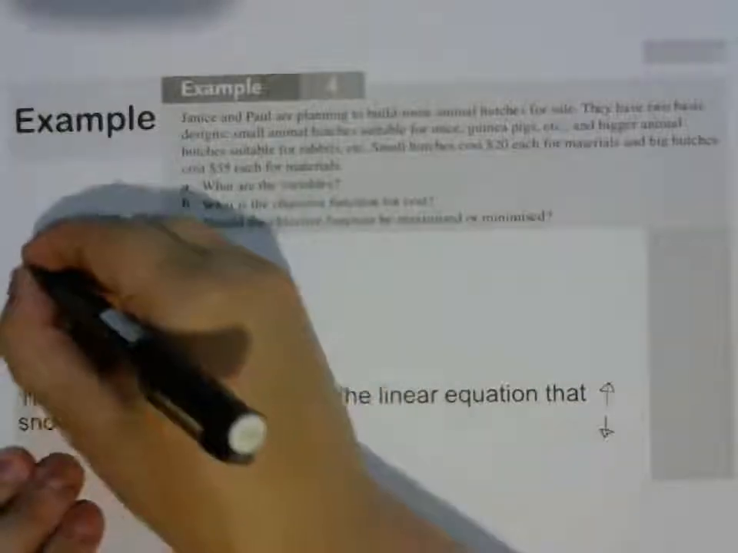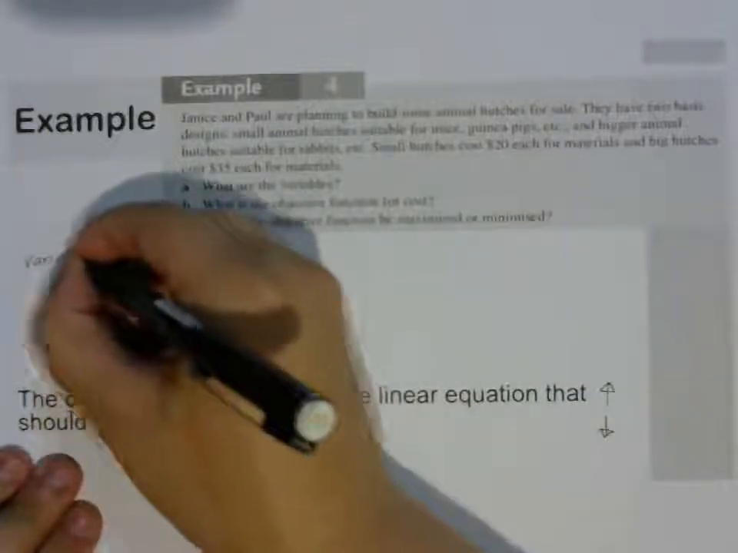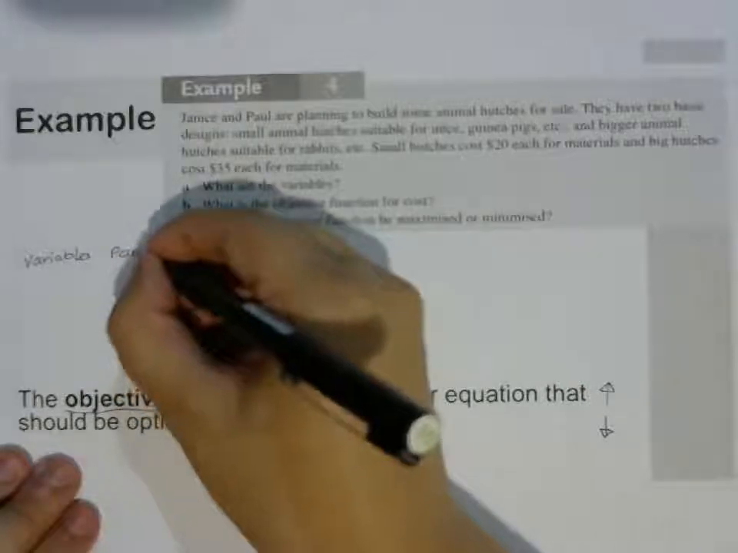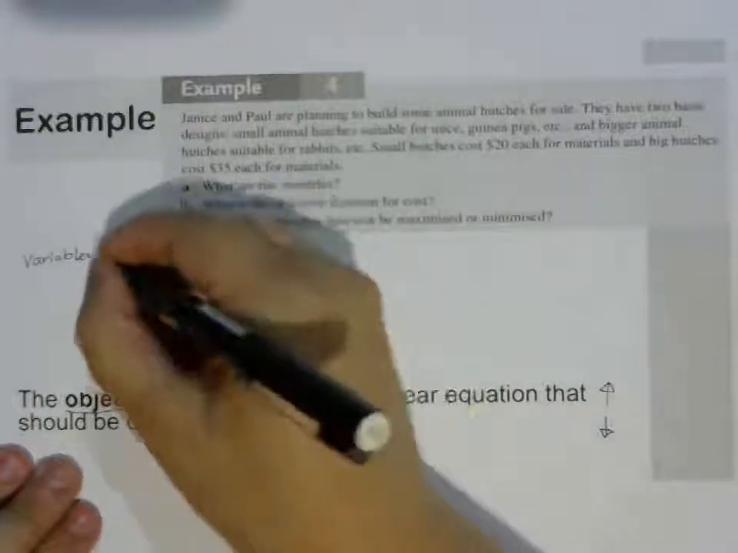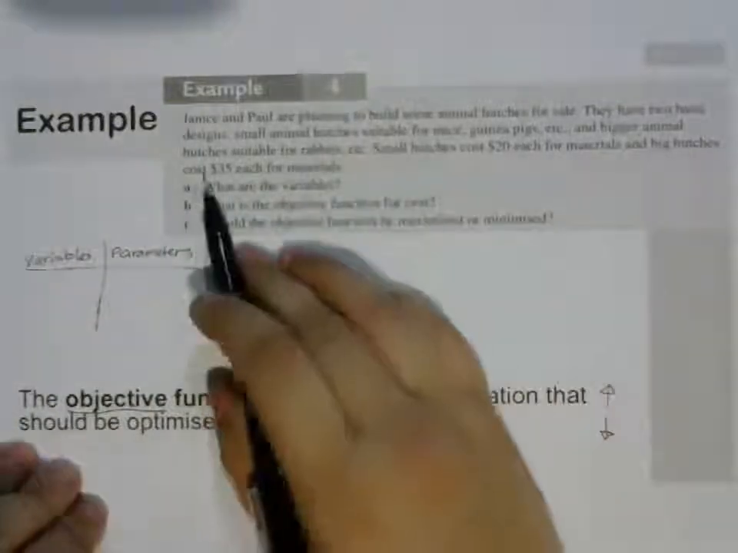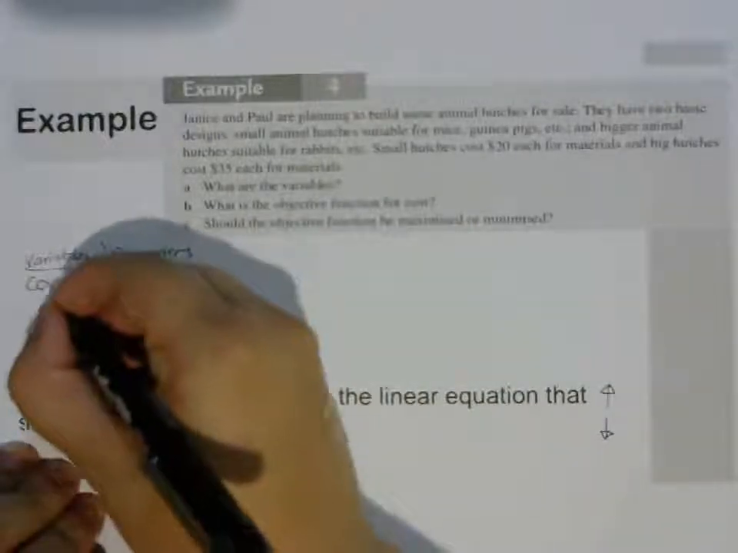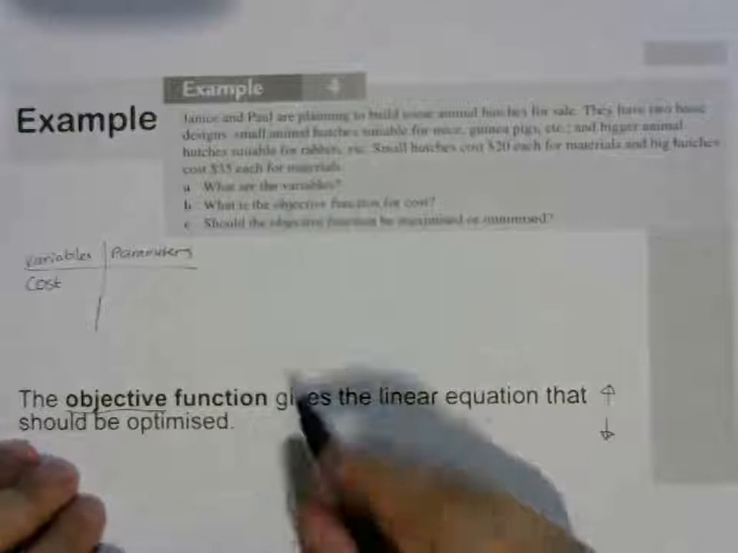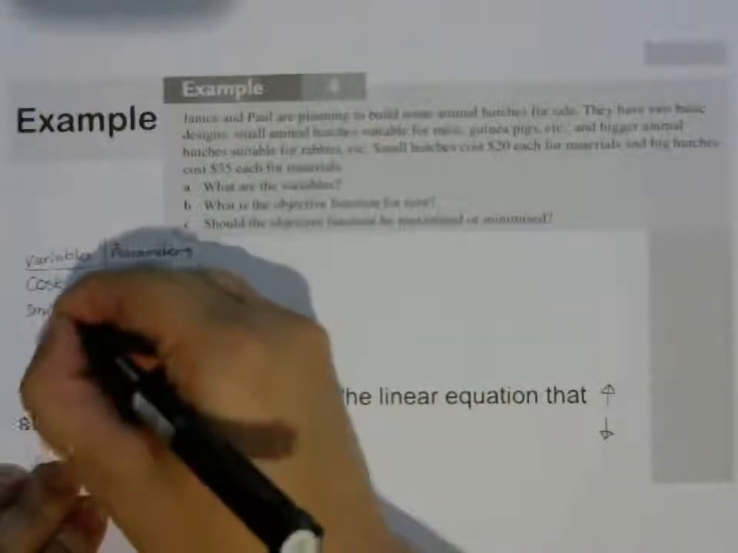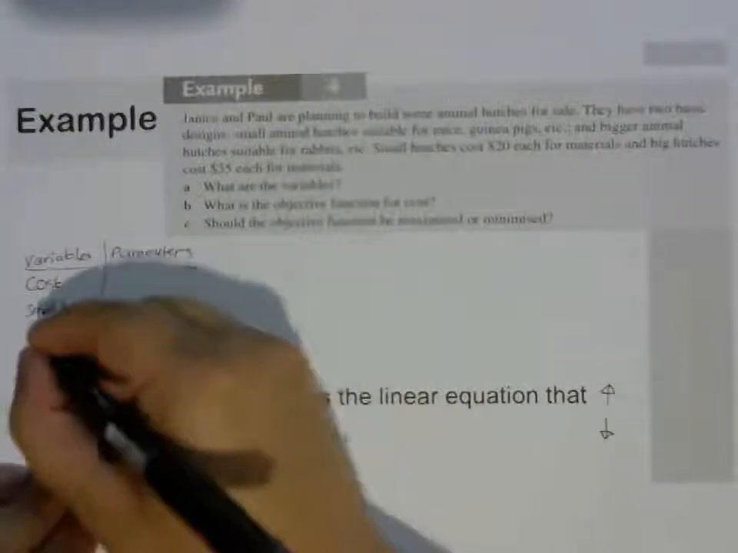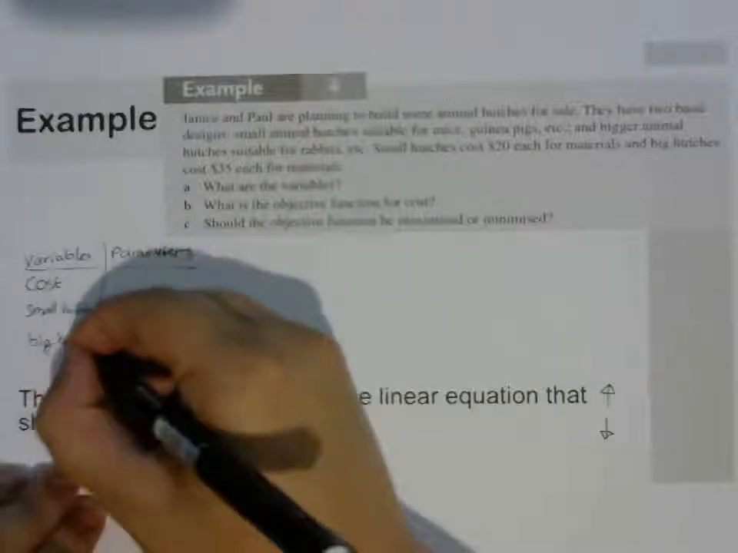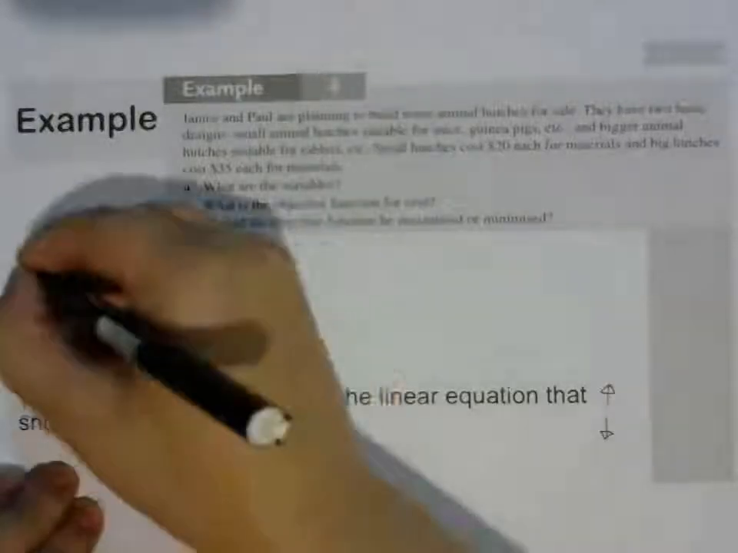So as always, we're going to start with our variables and parameters. Now in this question, we've got a cost, so one of our variables will be cost. We can also change the number of small hutches we build and the number of big hutches we build. So I'll write small hutch and big hutch to represent how many of each we build.